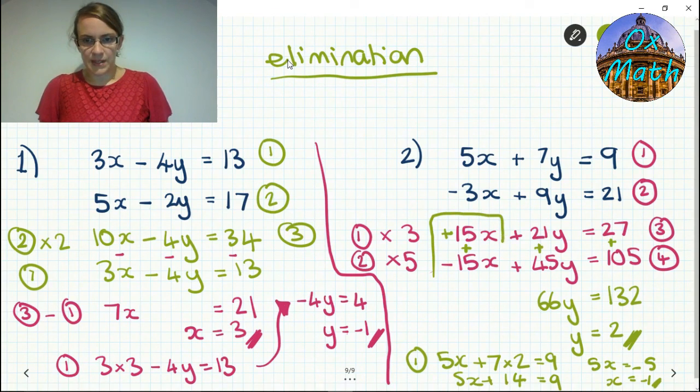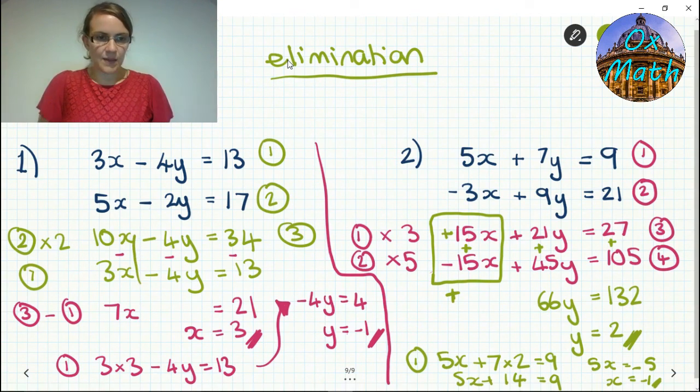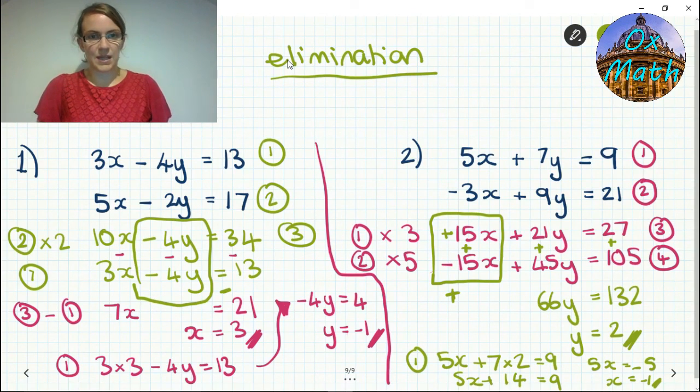If one is positive and one is negative, you need to add them together to cancel them out. If they are either both negative or both positive, so if the signs are the same, then you need to subtract them to get rid of them, to cancel them out.